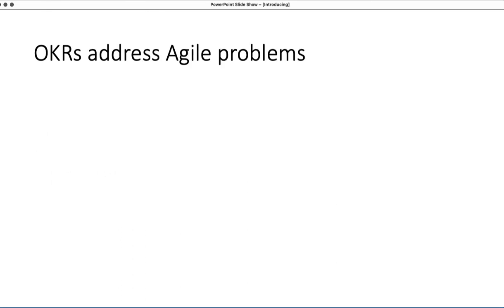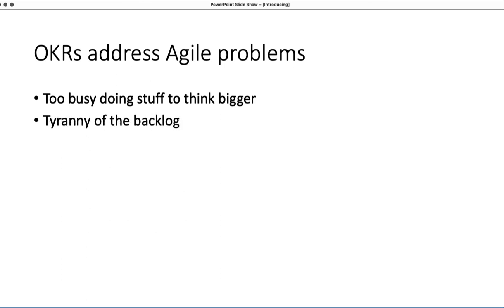OKRs also address a number of problems we see in Agile. Quite often teams can be too busy doing stuff to think bigger. The work comes in, you do the work, you push it out. We get that nice tight release cycle. But actually, we need to spend a bit of time stepping back, thinking about the bigger picture, the longer term strategy, if you like. And OKRs can help with that.